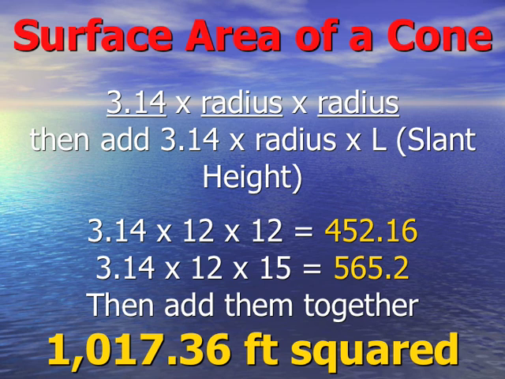That gives me 452.16. I then need to take pi times the radius times the slant height, which is pi times 12 times 15, and that gives me 565.2. Last but not least, I need to take these two values and add them together. My grand total is 1,017.36 feet squared, and this is how I find the surface area of a cone.